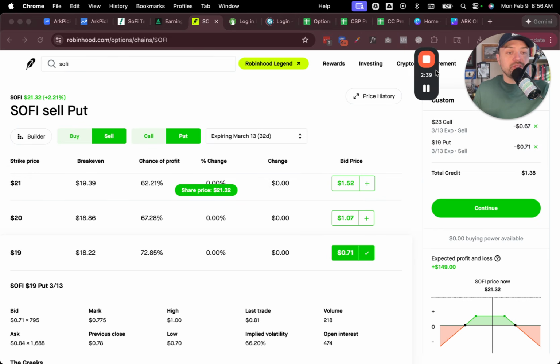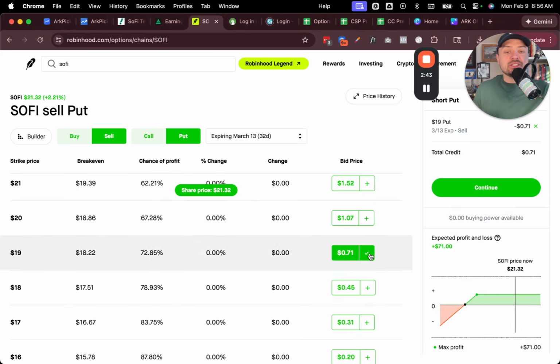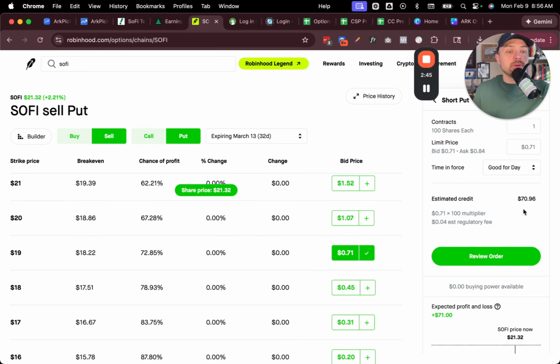Let me move this out of the way here. I would collect, let's see here, just about $71 of premium on this trade. This is given to me up front as an options seller. Really cool in my opinion.